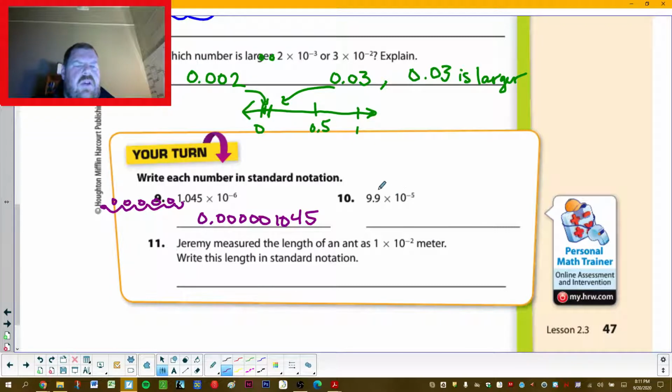On this one, let's look at how many zeros there would be. If I'm moving it 5 times to the left and I have to move it past this 9 for one move, then I need 4 more moves, so that's going to be 4 zeros. 1, 2, 3, 4, 9. Okay, Jeremy measured the length of an ant as 1 times 10 to the negative second power. I want to write that in standard notation, so 1.0, I guess. Move it twice, so we get 0.01 meters.